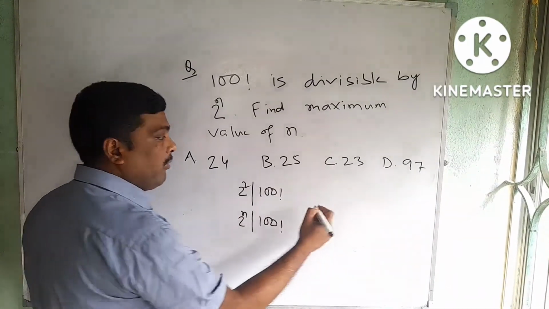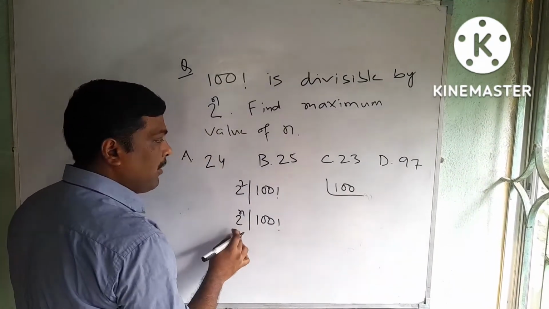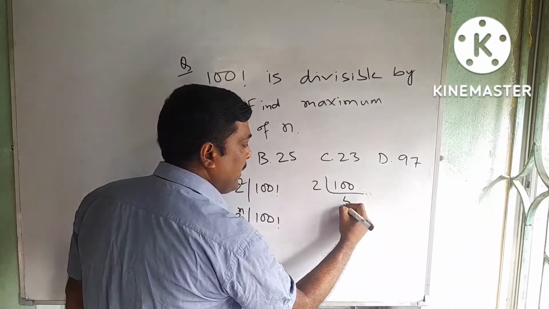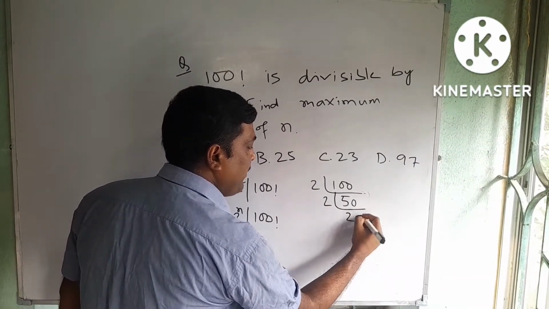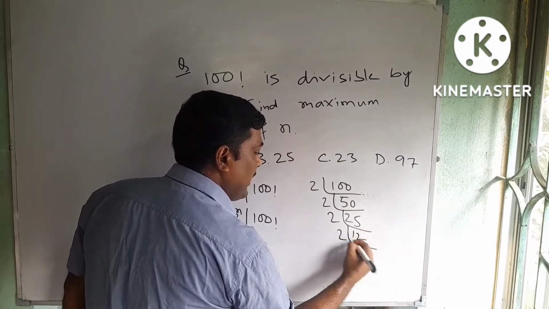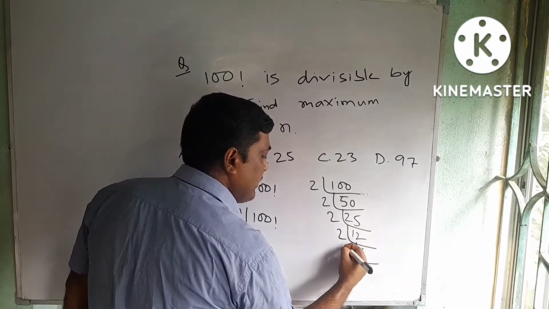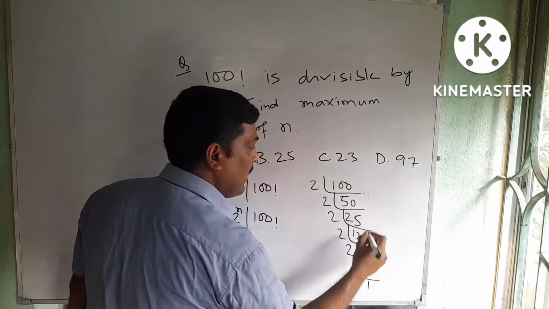Okay, for solving this type of problem, just divide 100 by this prime number 2, quotient is 50, then divide 50 by 2, quotient 25, divide 25 by 2, quotient 12, divide 12 by 2, quotient 6, divide 6 by 2, quotient 3, divide 3 by 2, quotient 1.